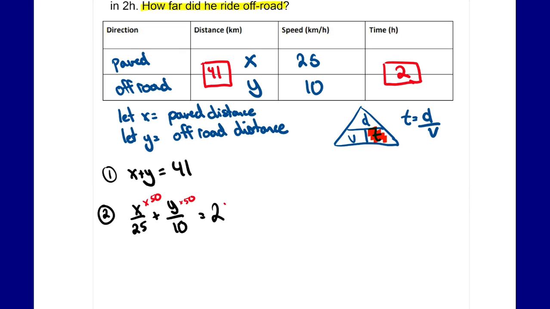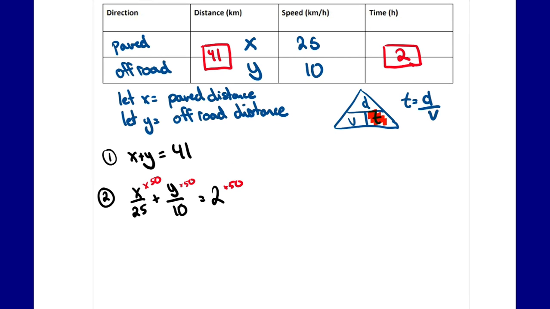A common denominator between the two. If I multiply the numerators by 50, x times 50 is 50x, but divided by 25 is 2, so 2x. y times 50 is 50y, divided by 10 is 5y. And 2 times 50 is 100. So now we have our two equations. Technically we have three, but one is just a rewritten version, so it's still the same.